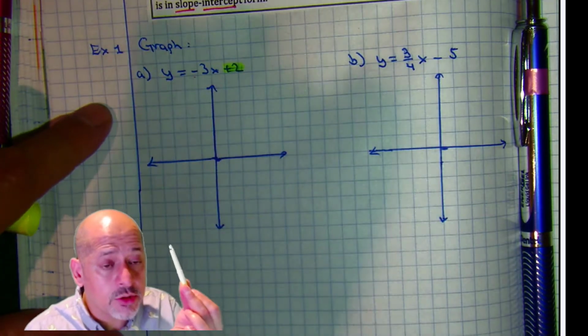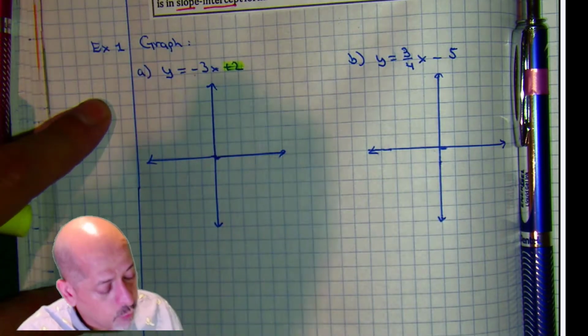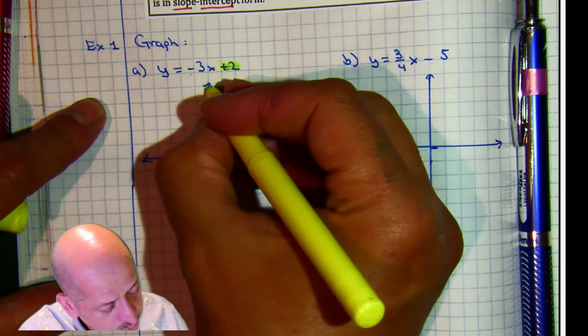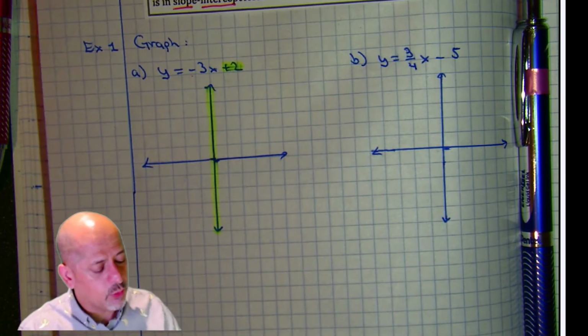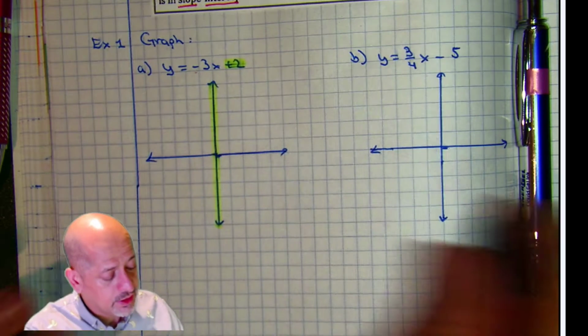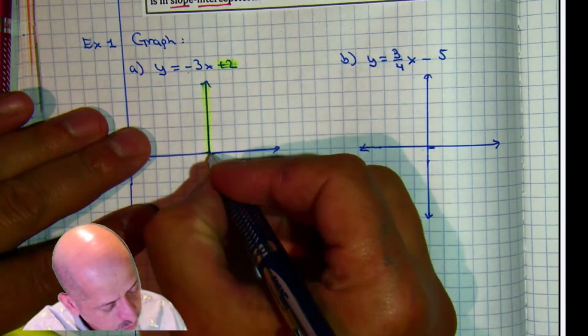So your y-intercept, the first thing I'm going to do, I'm going to go ahead and highlight my y-axis because that point is going to be on my y-axis. So I highlight my y-intercept, which is 2, and that'll be my first point, 1, 2.